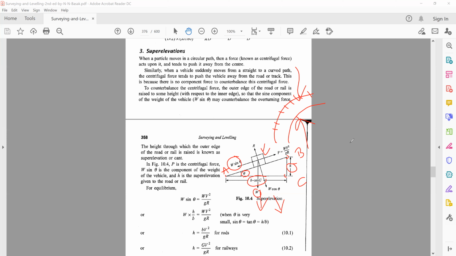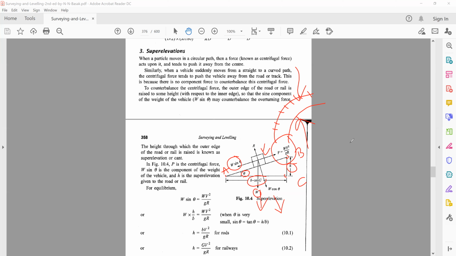Since it is traveling on an inclined surface, we have centrifugal force over here. Remember, its equation is mv square over r. If you convert it into weight, it becomes W v square over g r, where v is the velocity at which it's traveling, with g and r in the denominator and W in the numerator. This is trying to move the vehicle towards the right side, away from the road, or towards the outer curvature of the road, and the component of the weight, W sin theta, is trying to move it towards the other side.